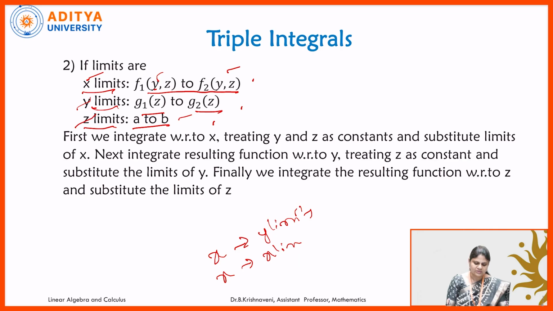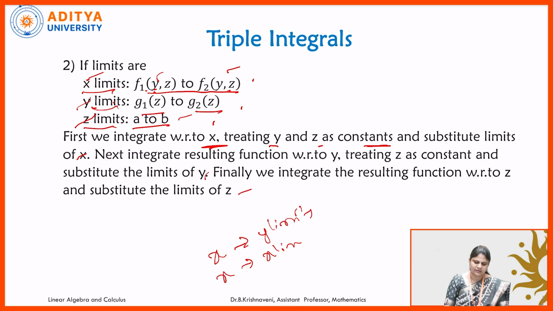In this case, first you have to integrate with respect to x, which has two-variable limits, by treating y and z as constants and substituting the limits of x. Next, integrate the resulting function with respect to y by treating z as constant and substituting the limits of y. And finally, integrate the resultant function with respect to z and substitute the limits of z. In this way we proceed if variable limits are given.